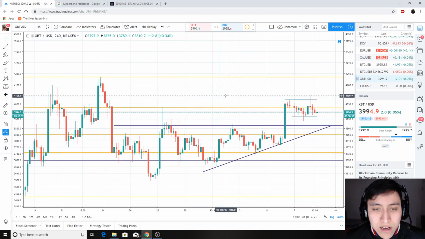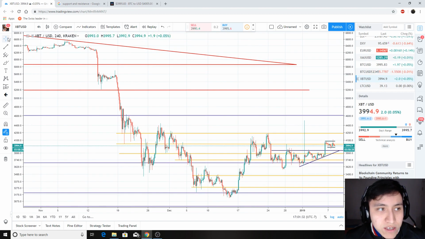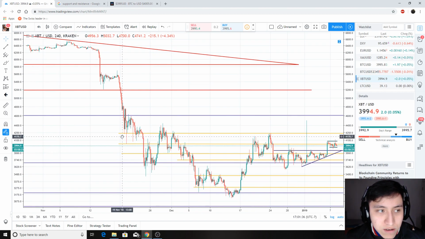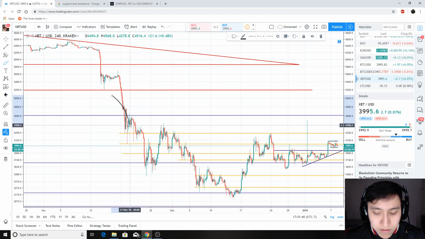So now I'm going to show you guys how to draw up your support and resistance lines. And it's fairly easy. The way you do it is that you just touch yearly lows and then you draw them up. So as we see here, you broke through, right?